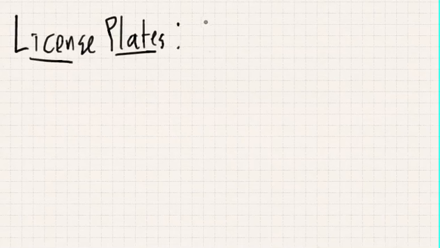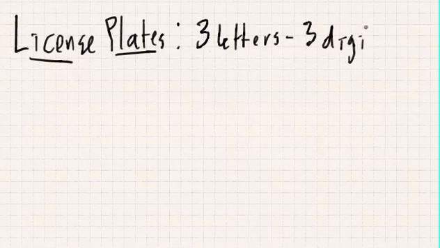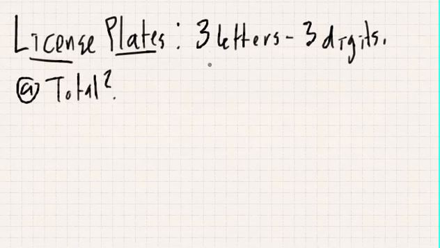Let's suppose that we're in some sort of state where the license plates are 3 letters followed by 3 digits. So we can ask various questions about what sorts of license plates are possible. The first question we can ask is, how many total possibilities are there? And how can I figure this out?